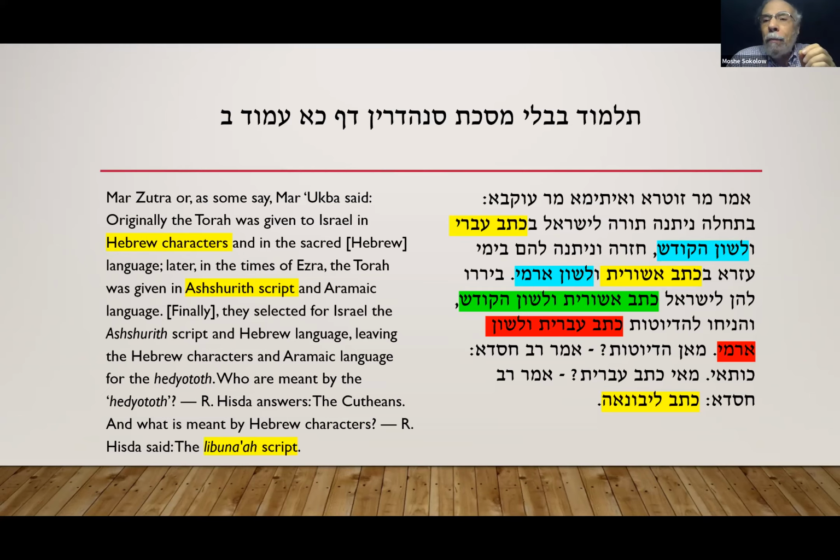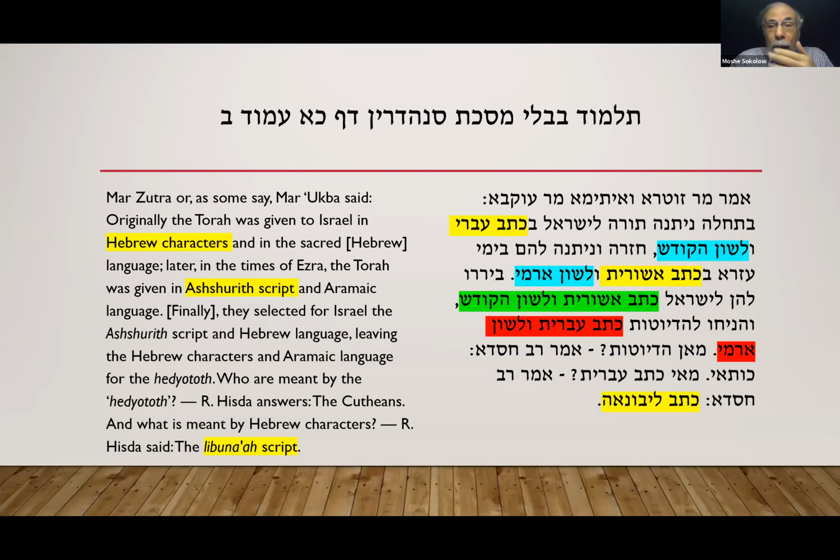Okay, and instead of being issued in the language, in the Lashon HaKodesh, it was issued in a language called Arami. So what we have here are two different scripts in which the Torah was given. One script is called Ktav Ivri and the other is called Ktav Ashuri, and two languages in which the Torah was given. One language is called Lashon HaKodesh, which is arguably Hebrew, and the other is called Lashon Arami, which is arguably Aramaic.